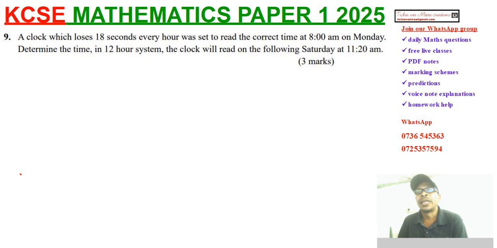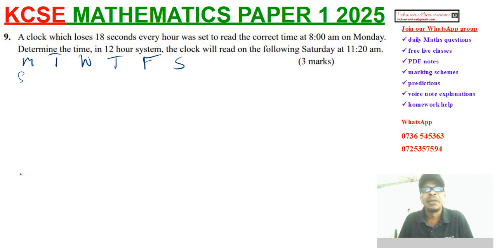So for this one, what you need is to calculate the number of hours from Monday 8 a.m. to Saturday 11:20 a.m. So we can do it like this. We have Monday, Tuesday, Wednesday, Thursday, Friday and Saturday. So here we are talking 8 a.m. From 8 a.m. on Monday to 8 a.m. on Tuesday, those are 24 hours.